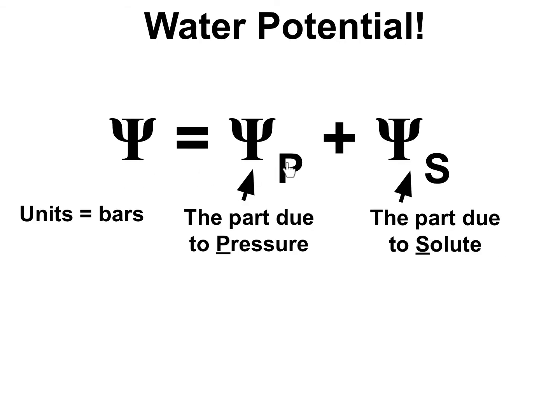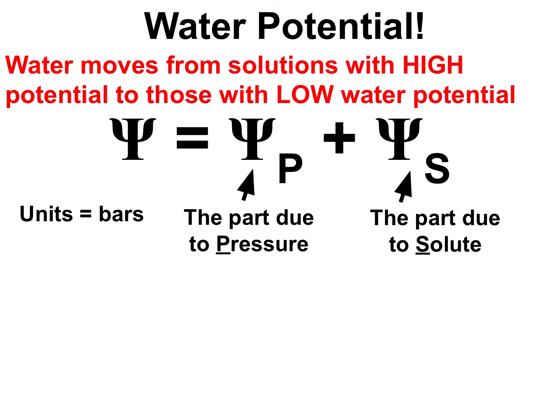This mathematical equation sums up the last slide. Water potential, psi, equals pressure potential, psi sub P, plus solute potential, psi sub S. And another thing that's important to know is that water will move from solutions with high water potential to those with low water potential.